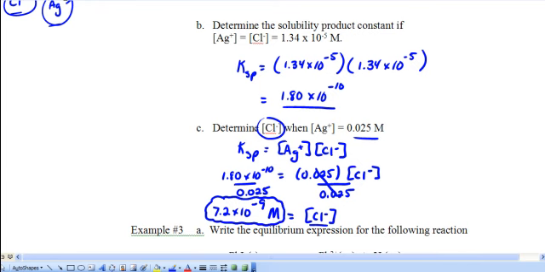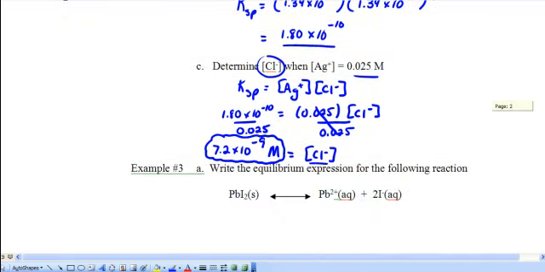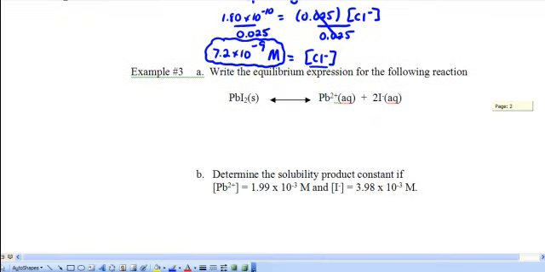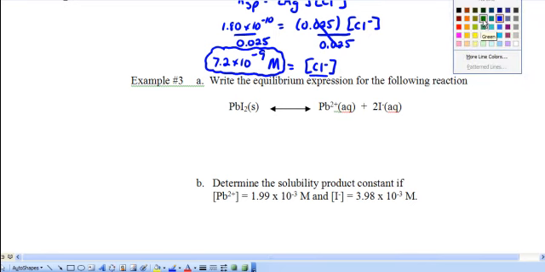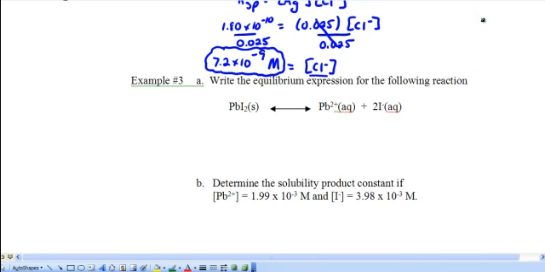Alright, let's go ahead and try another. Scrolling down, we're dealing with lead iodide, which is that bright yellow solid that gets formed. We'll go ahead and do this in green. The yellow won't show up. But the question is, again, write the equilibrium expression for the following reaction.